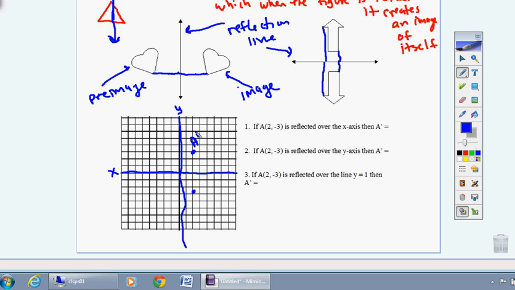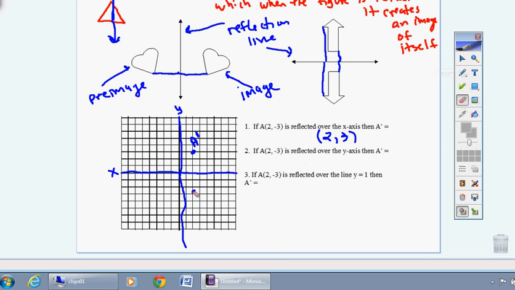Call that A prime. So where is A prime? It would be 1, 2, up 1, 2, 3. So it would be 2, 3. Okay, now it wants me to reflect it over the y-axis.